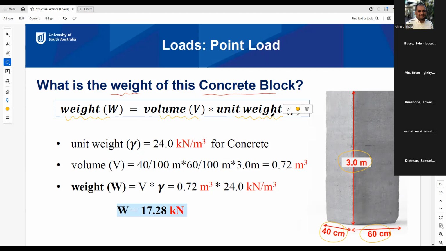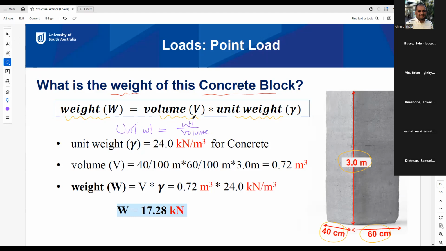Where does this come from? Because just before this slide earlier today, we mentioned that the unit weight equals weight over volume.